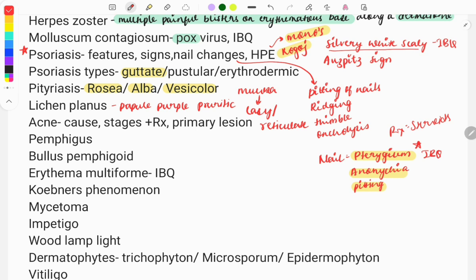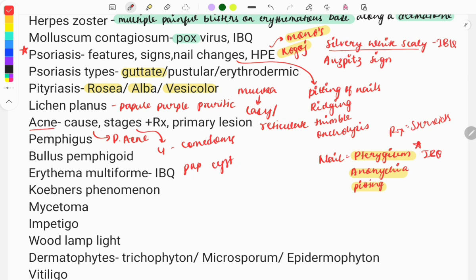So moving on to the next topic, acne. Questions are asked on the cause. The cause, as we know, is Propionibacterium acnes. Then you need to know about the 4 stages of acne and their treatment. Like in grade 1, you can see the comedones. Then in grade 2, you can see the papules, pustules. And in grade 4, you can see the cyst.